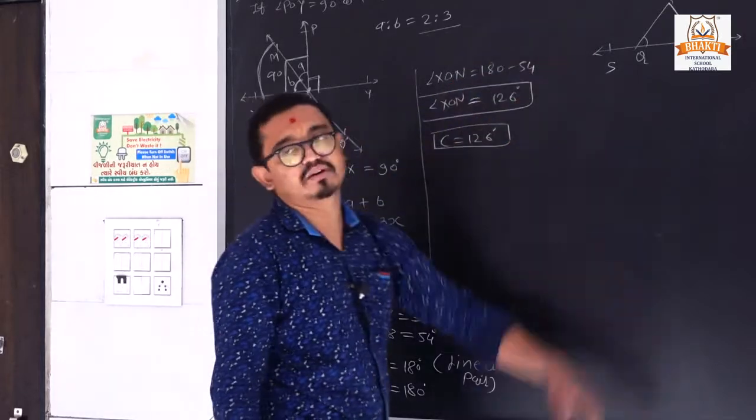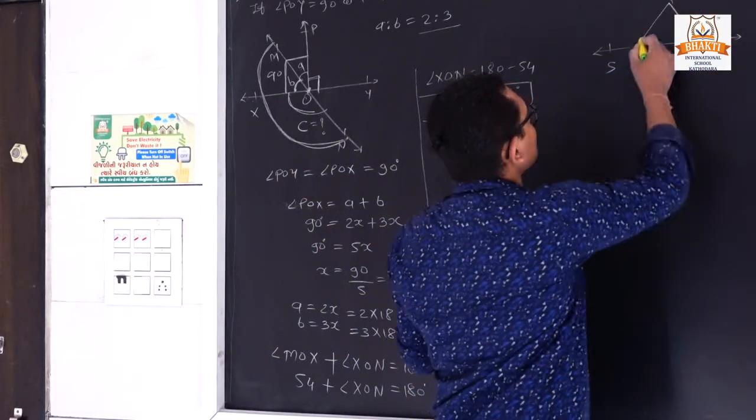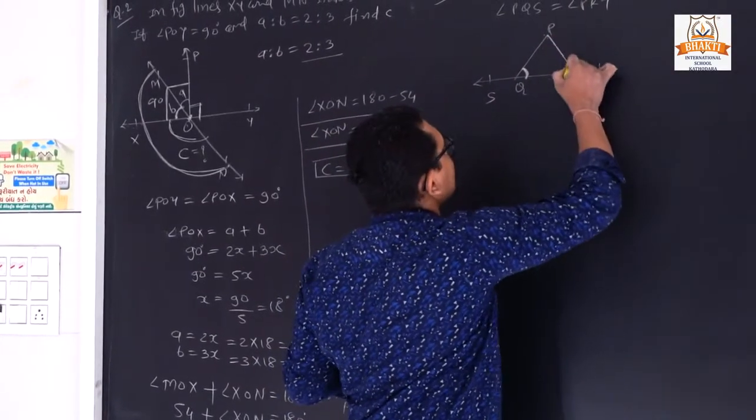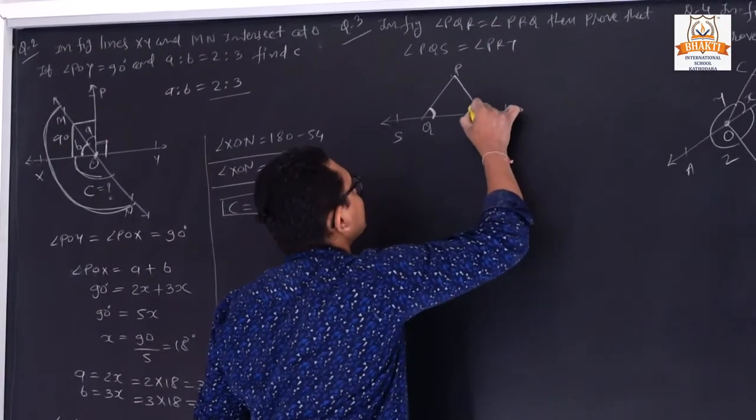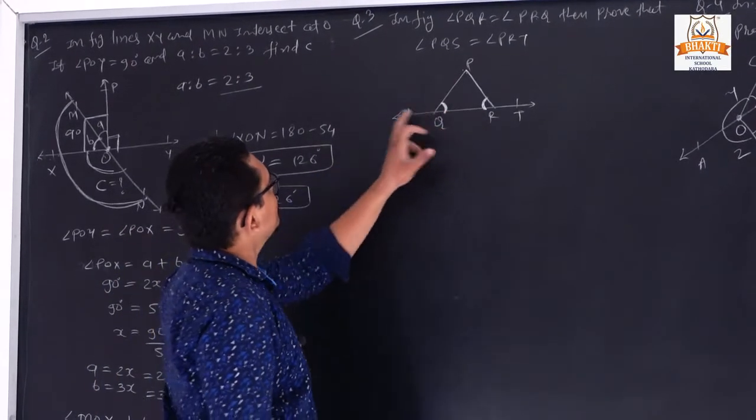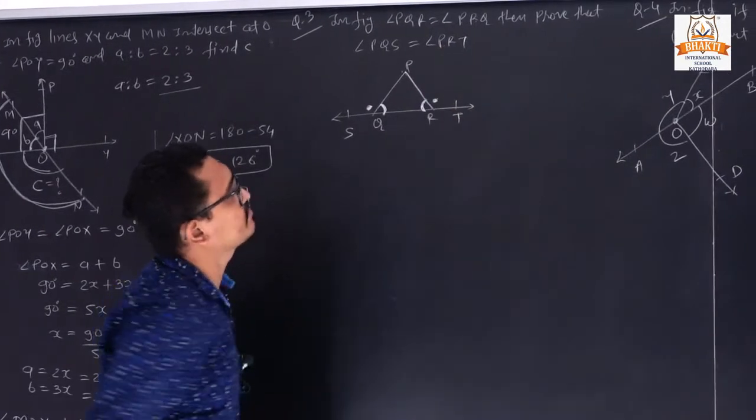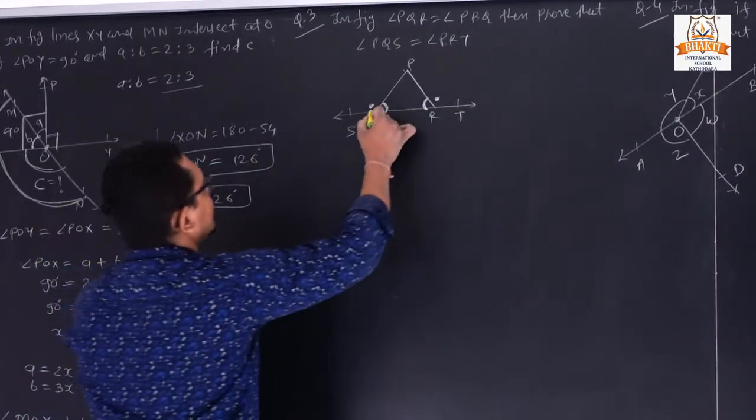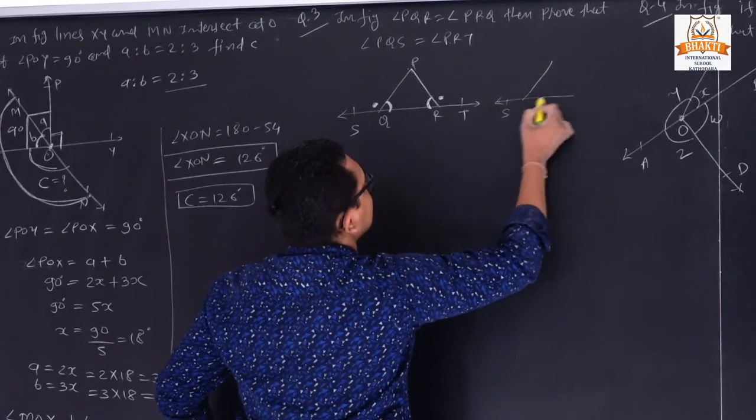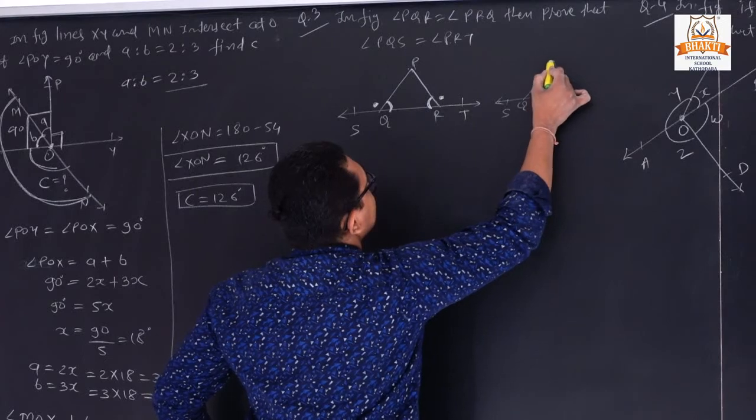Now next, question number 3. PQR and PRQ, this angle and this angle are the same. It is given. Prove that PQS, this angle, and PRT, this angle, are also the same. So first of all, I am also drawing it like that. It is S, it is T, this is our Q, and it is P.